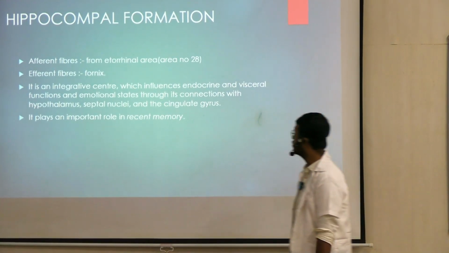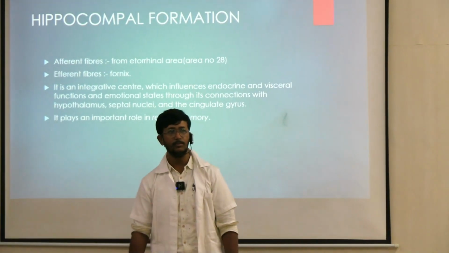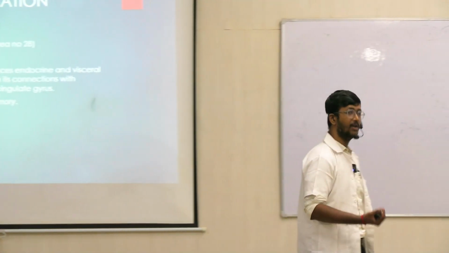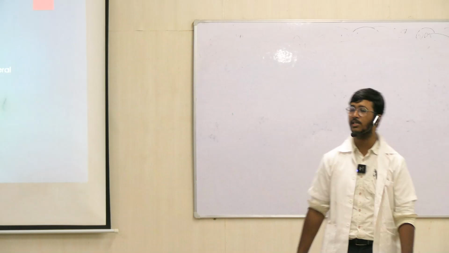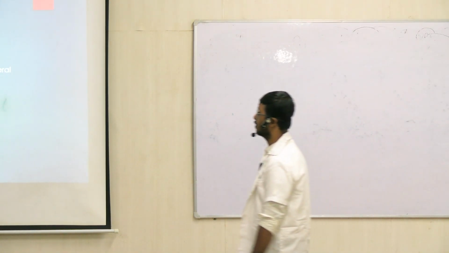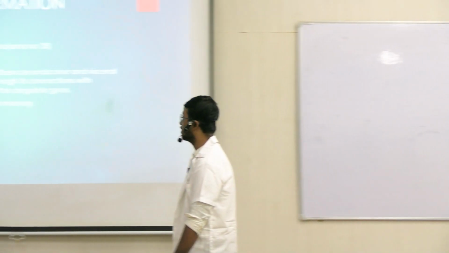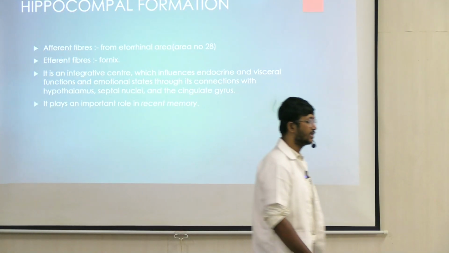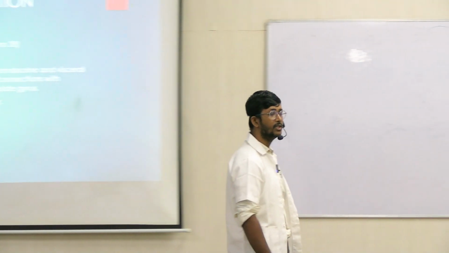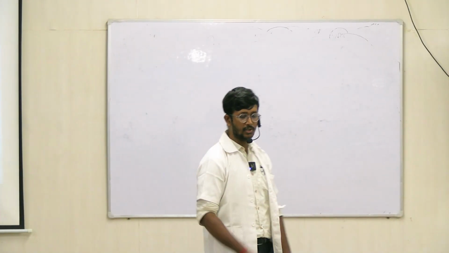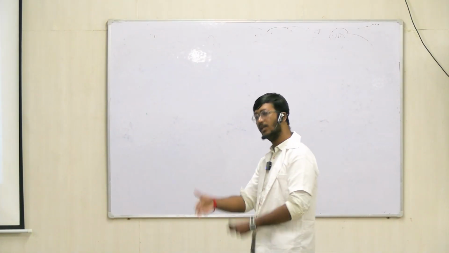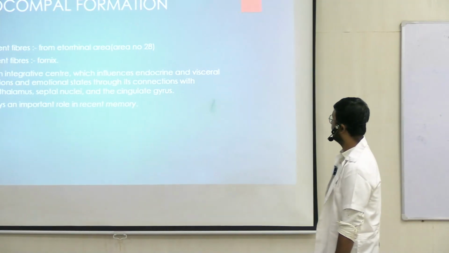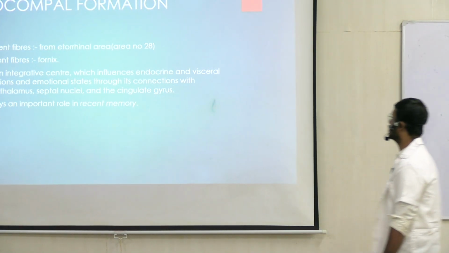So what do you mean by endocrine functions? Endocrine function means release of your endocrine hormones, such as certain hormones from your adrenal cortex, adrenal medulla. There are certain hormones in the brain also. For example, from your pancreas, insulin, glucagon, these are your endocrine hormones. So the secretion of these is regulated by your hippocampus. It plays an important role in recent memory.